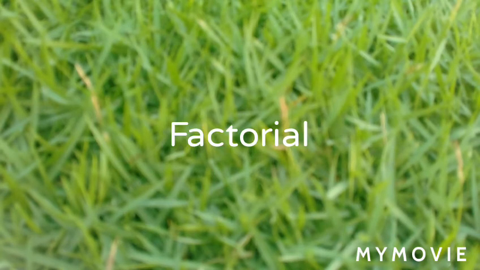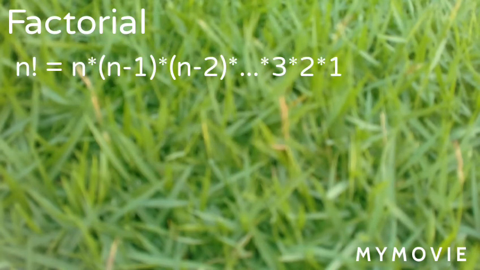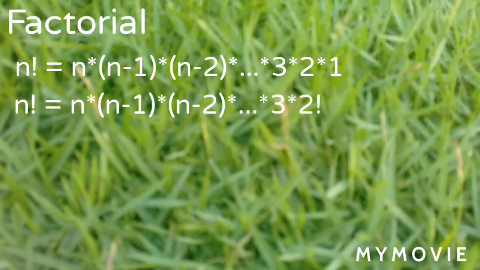How can you solve n factorial using a recurrence relation? Let's take a look at its formula. We say that n factorial is equal to n times n minus 1 times n minus 2 times so on times 2 times 1. But 2 times 1 is 2 factorial. So, n factorial is equal to n times n minus 1 times n minus 2 and so on times 2 factorial.